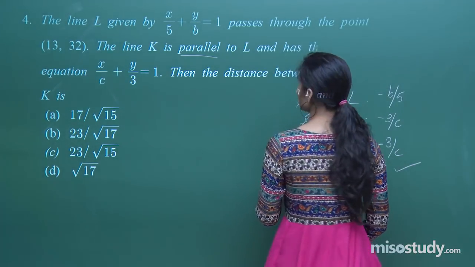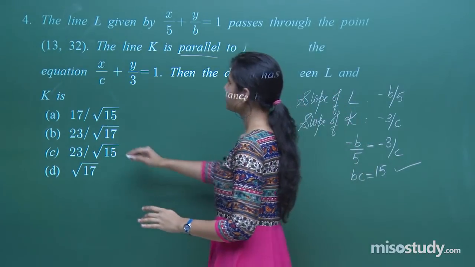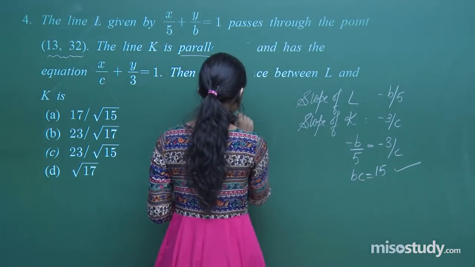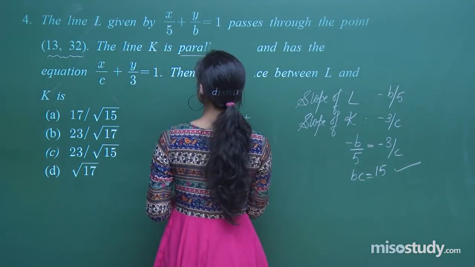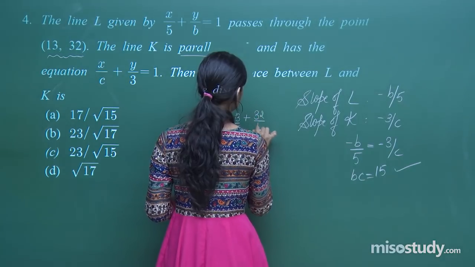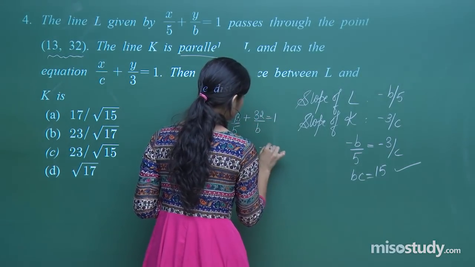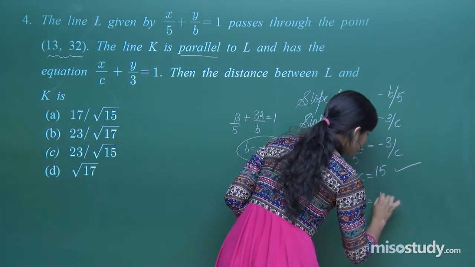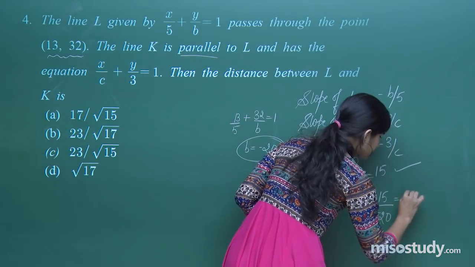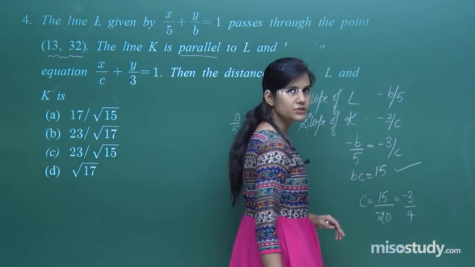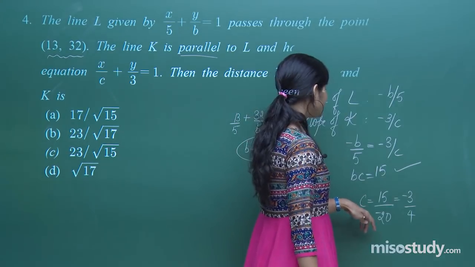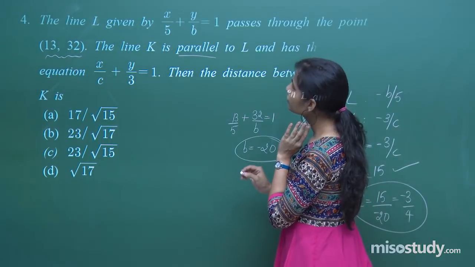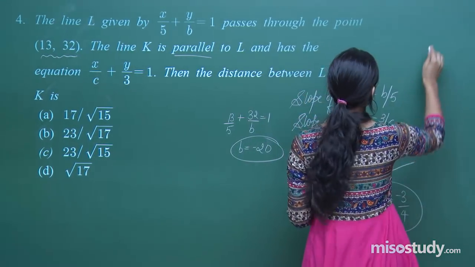Firstly, BC is 15. Next you have that this line is actually passing through the point 13, 32. That means 13 upon 5 plus 32 upon b is 1, which eventually gives you b is minus 20. If b is minus 20, c will be what? 15 upon minus 20, which is minus 3 by 4. So you basically have c with you, you have b with you, and now you can calculate the equation of line L and K. What will that be?